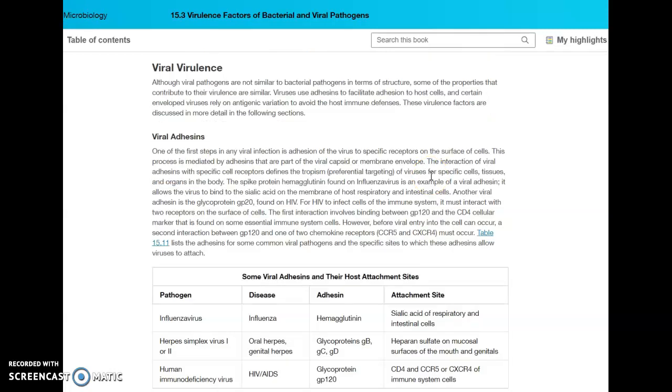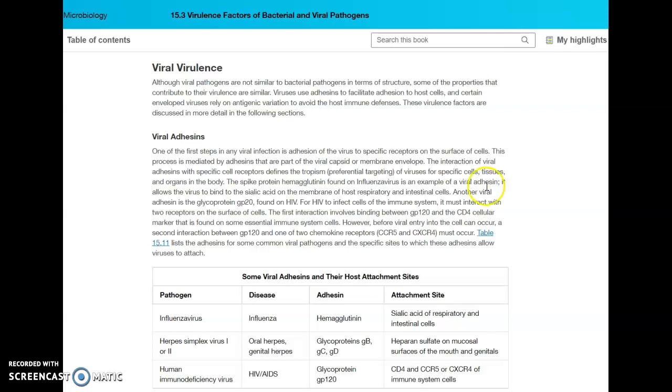Now, switching gears a little bit, looking at some of the virulence factors of viral pathogens. Some of the mechanisms and properties that viruses use are similar to bacteria. For instance, viruses also have adhesins. Remember that in our viral replication cycle, the first step was to adhere to the host cell. And there are different types of adhesins that viruses have that allow them to attach to the host cell.